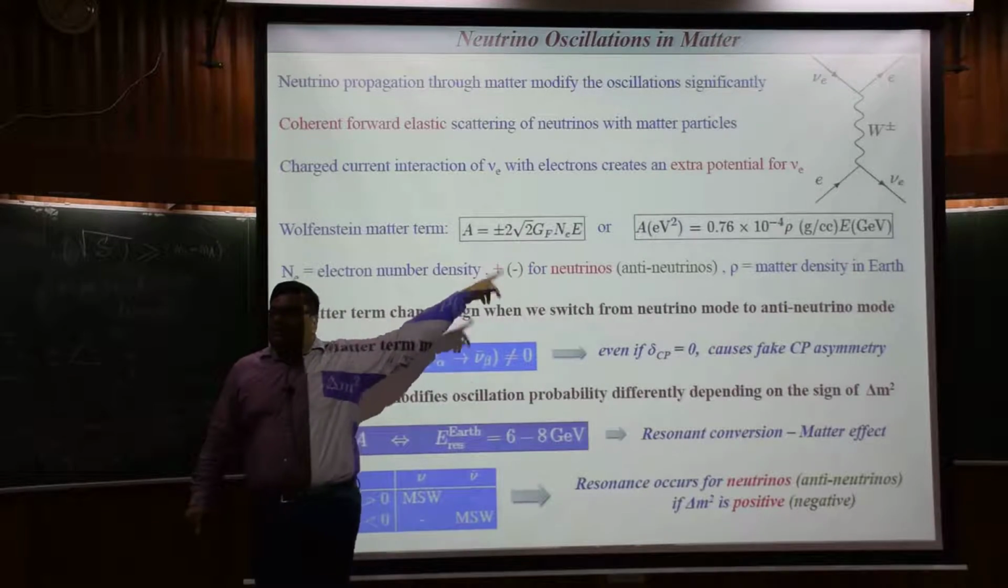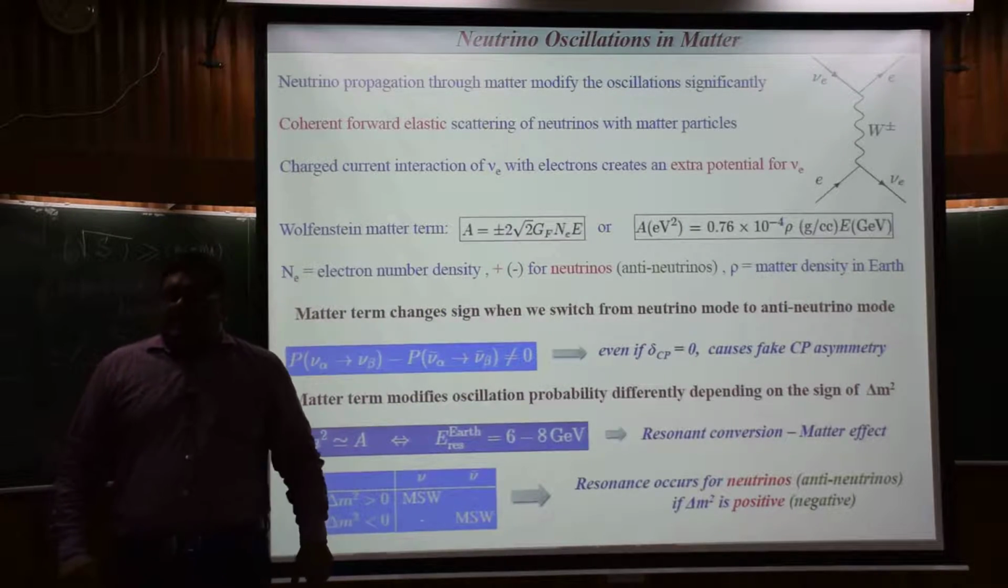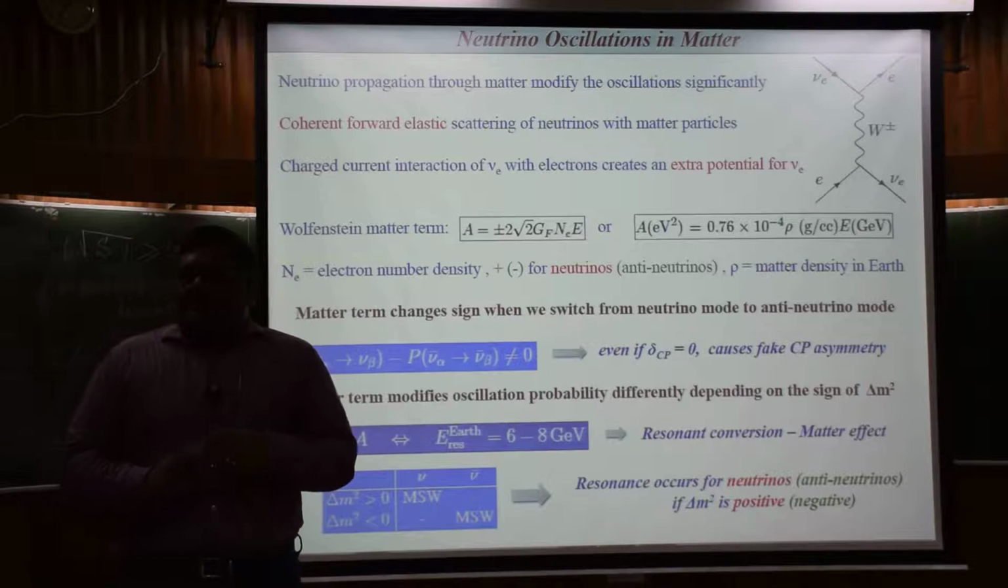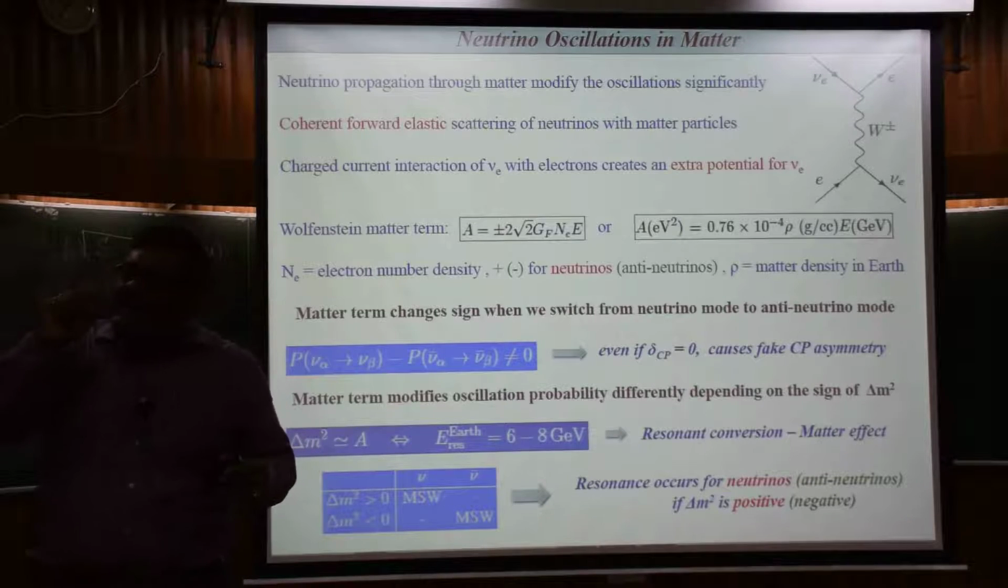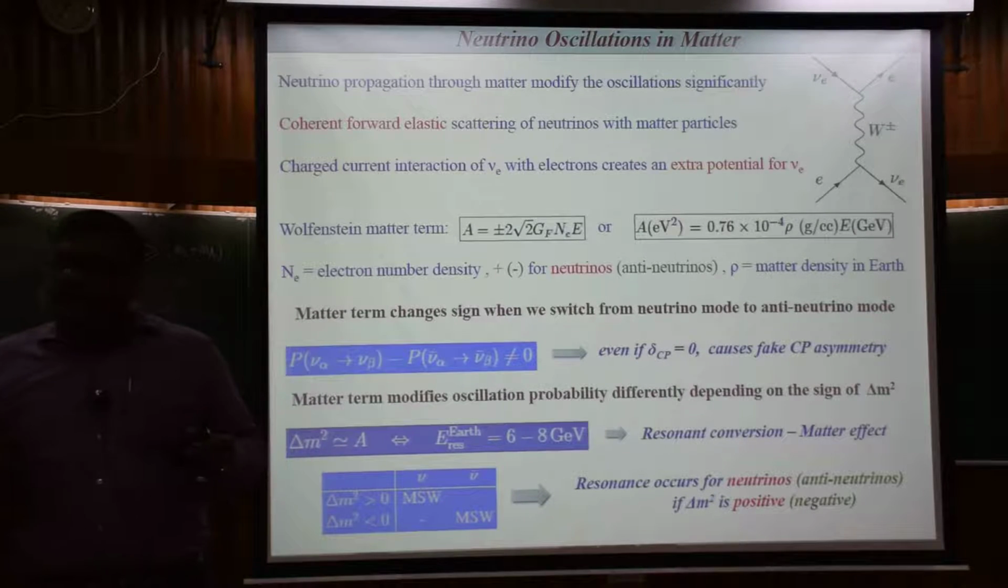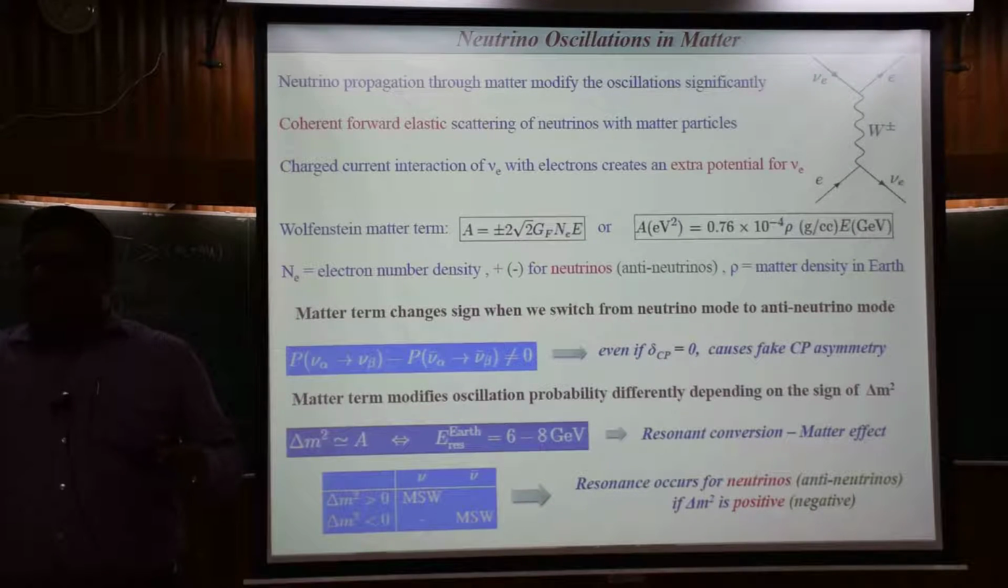Otherwise, usually which probability is large, for neutrinos or antineutrinos? Good question. If you are just talking about probability, there is another factor which comes into the picture, which is the sign of delta M square.